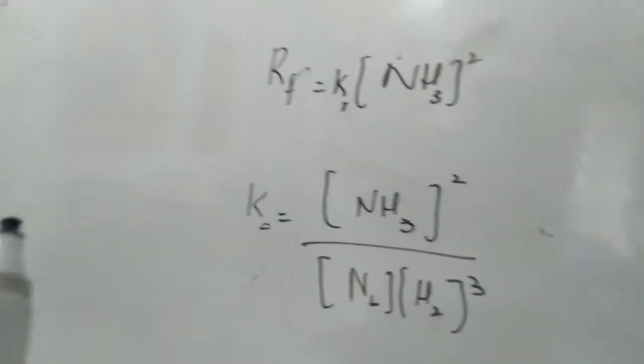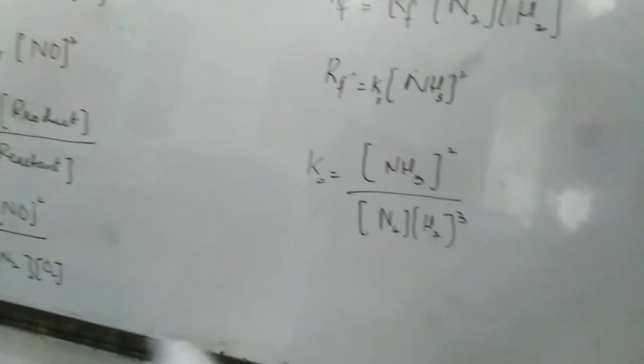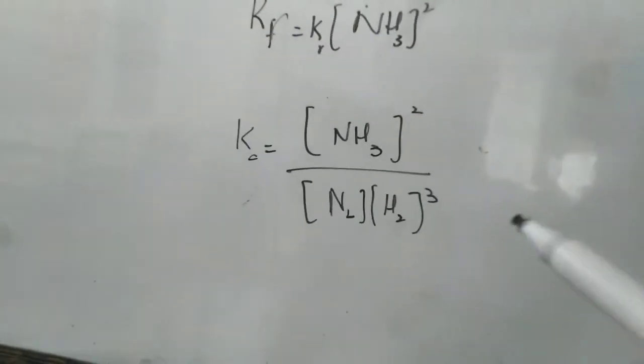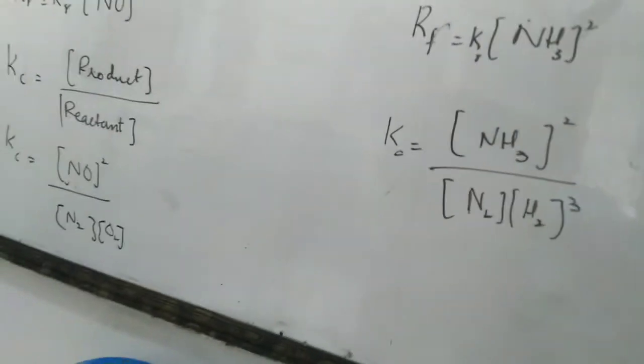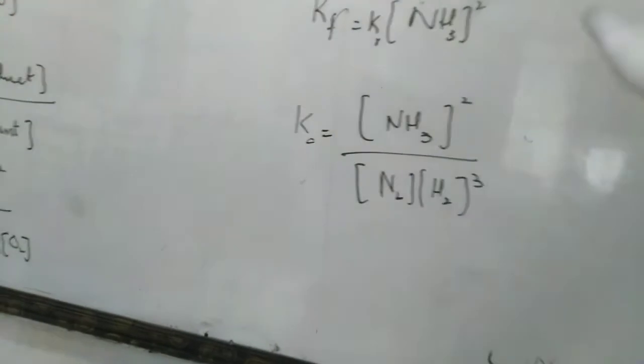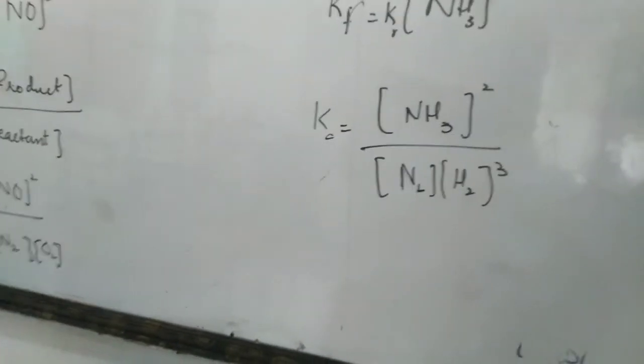These are the two examples which show how to write the Kc for any reaction. You can use a larger reaction, you can use a smaller reaction, but this is the way to write the Kc for any general reaction.